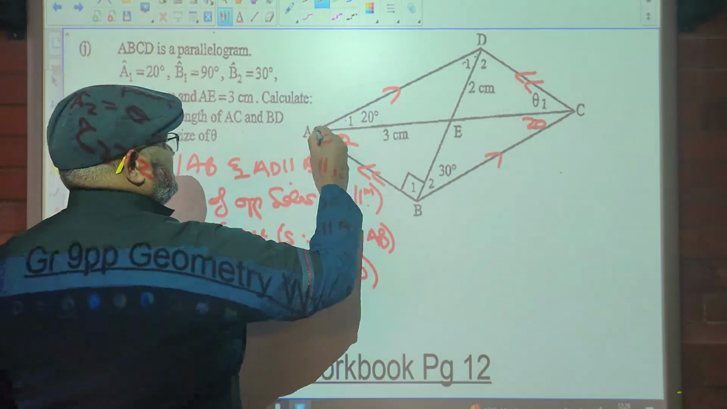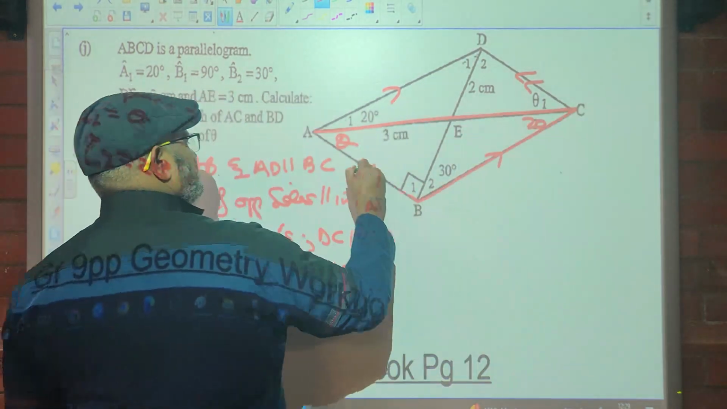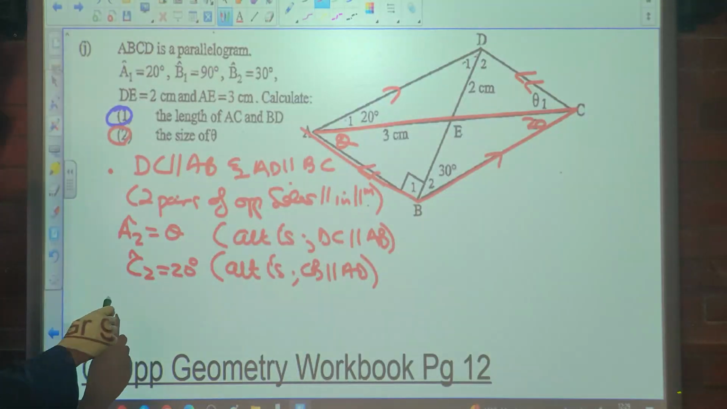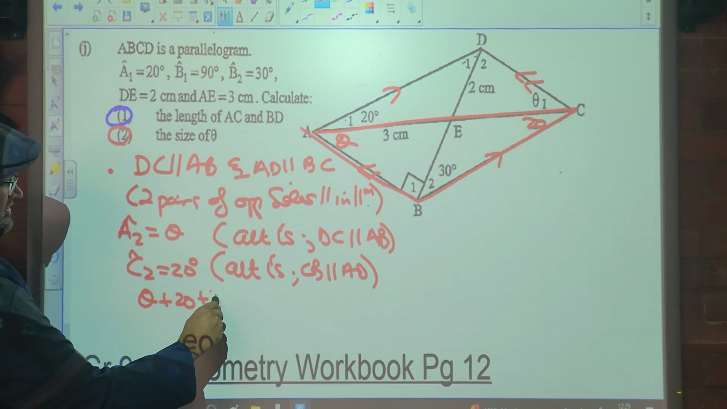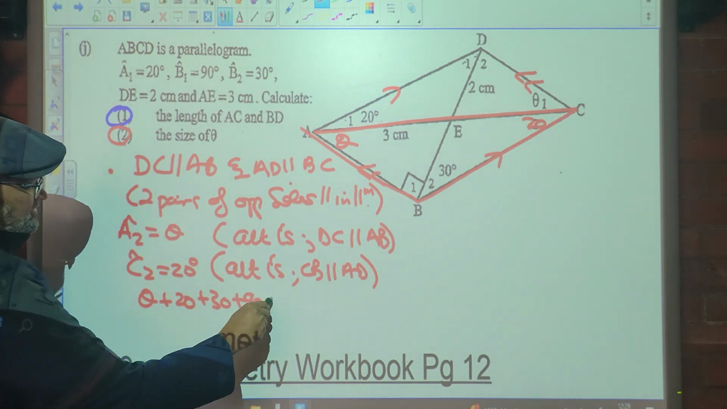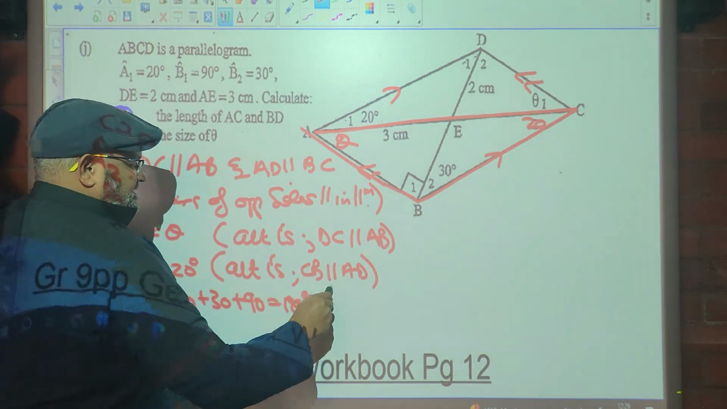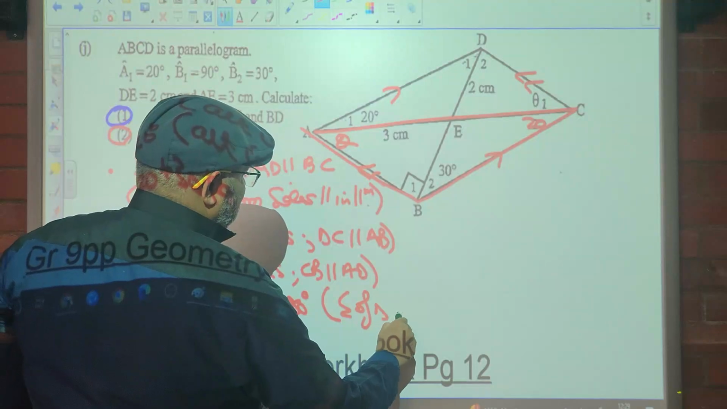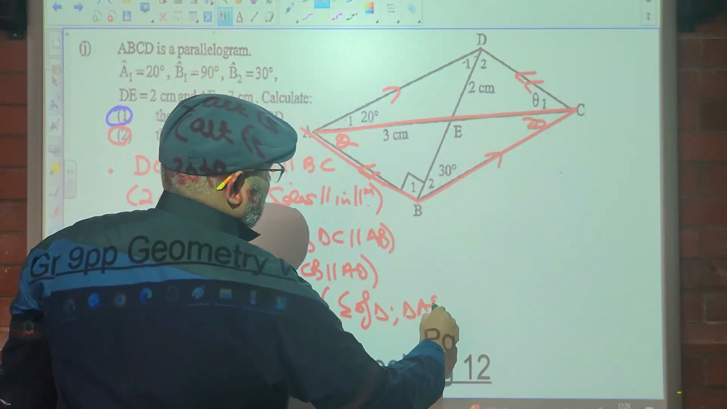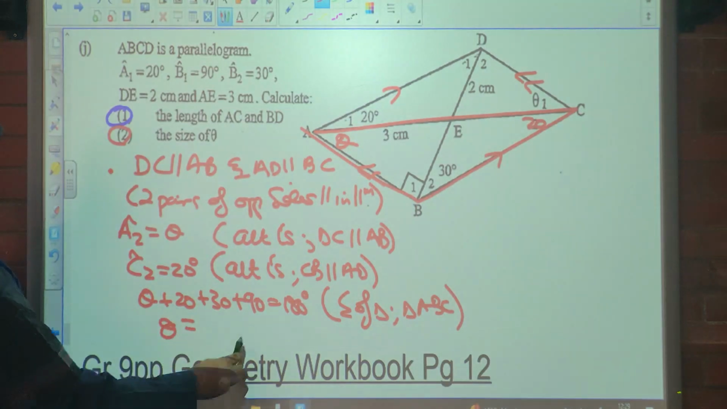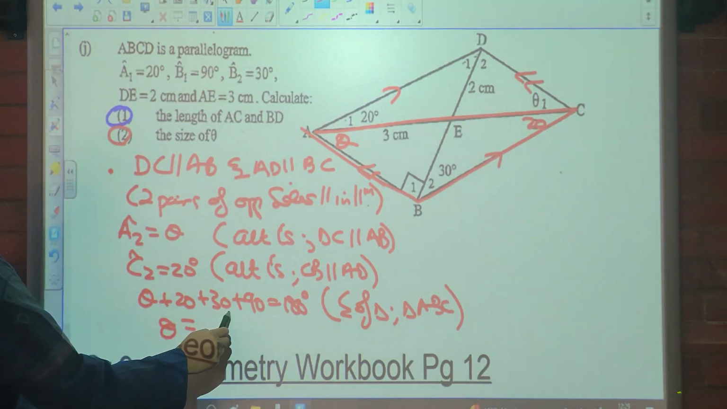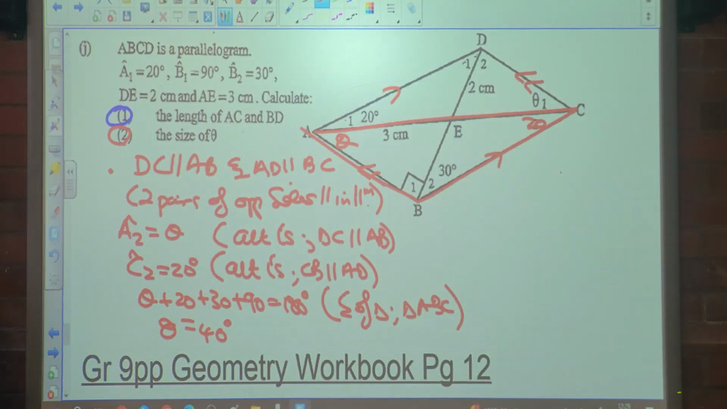Now we're going to go with summing triangles. Angles in triangle. So theta plus 20 plus 30 plus 90 equals 180. Why? Sum of angles in triangle ABC. So theta equals 180 minus 90 is 90, minus 50 is 40 degrees. You all agree with that?